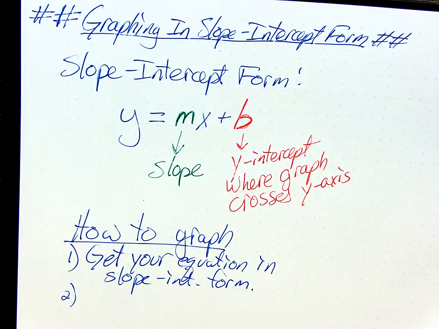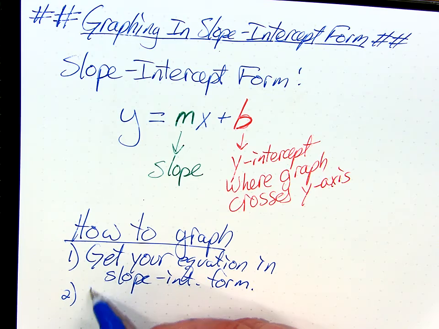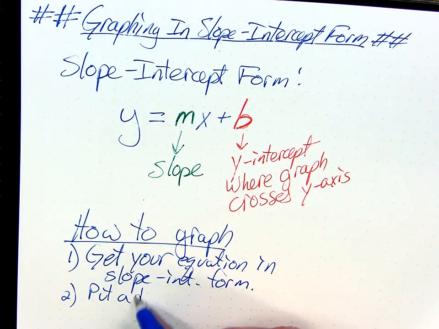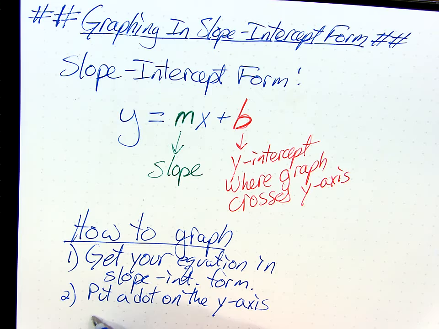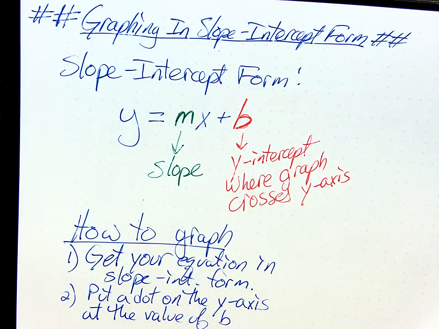If step 1 is already done, then you are going to put a dot on the y-axis at the value of b. So actually, I have a paper for us to do.